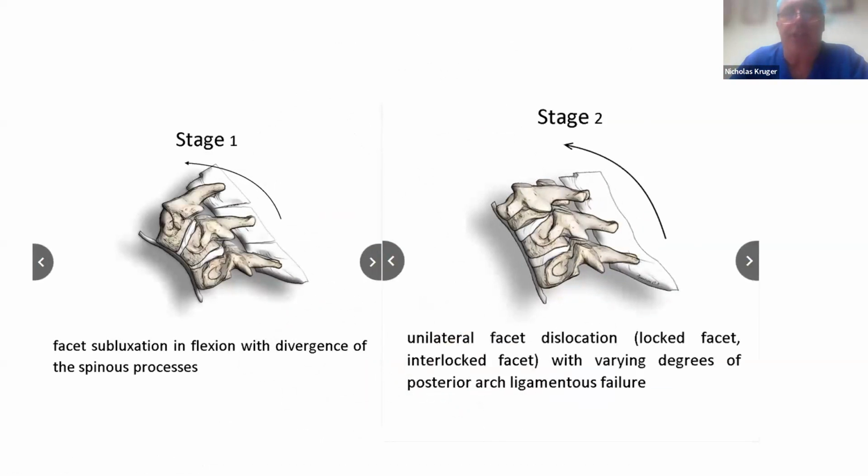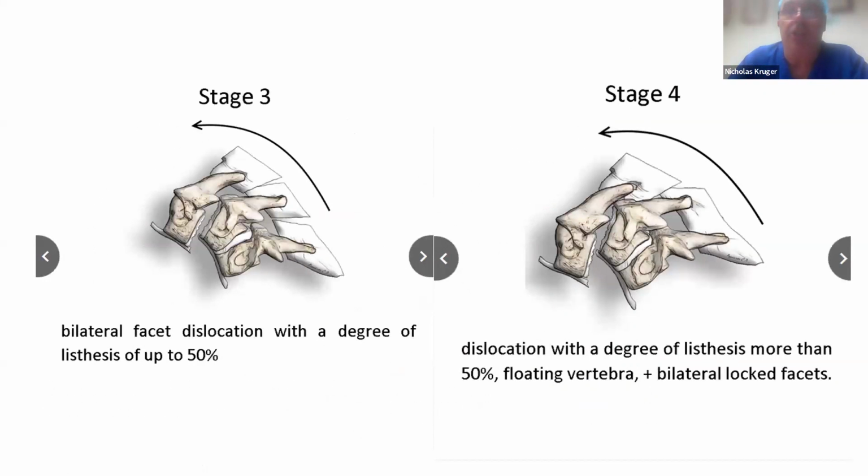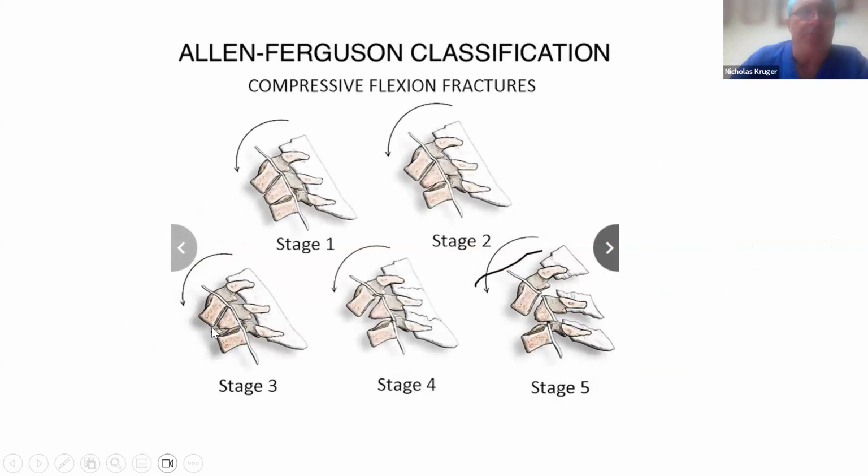Another one you're going to get is your CF injuries, compressive flexion injuries. Okay, so see here, that's the so-called teardrop fracture. Stage 1 is just blunting. Stage 2 is more wedging, but there's no fracture yet. Stage 3 is a small teardrop fracture. Stage 4 is retrolisthesis, and stage 5 is listhesis of more than, I think, 3 millimeters.